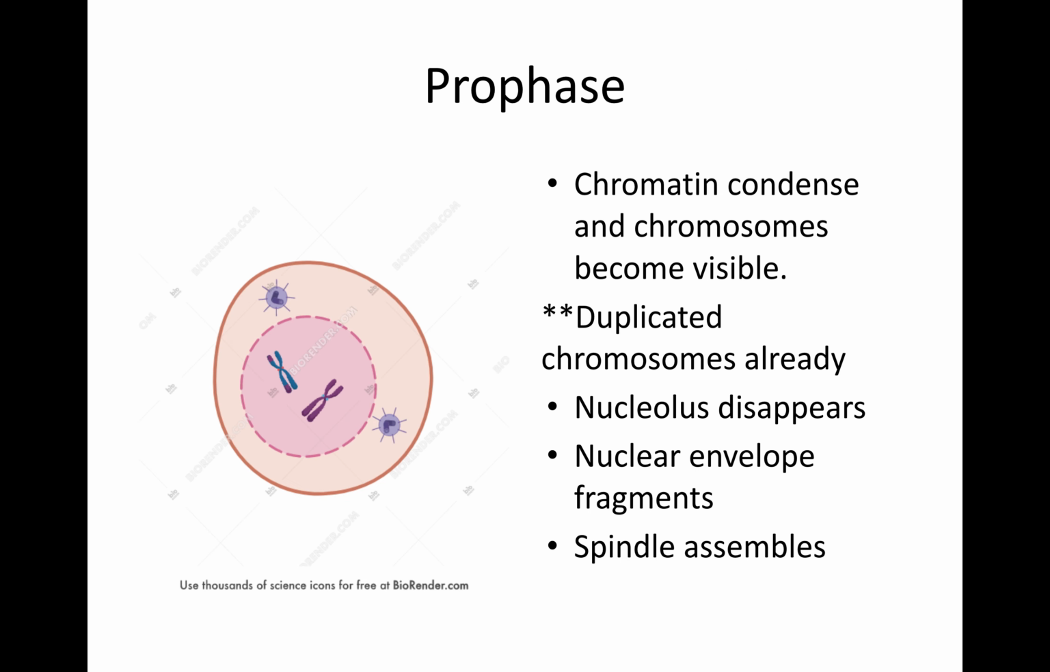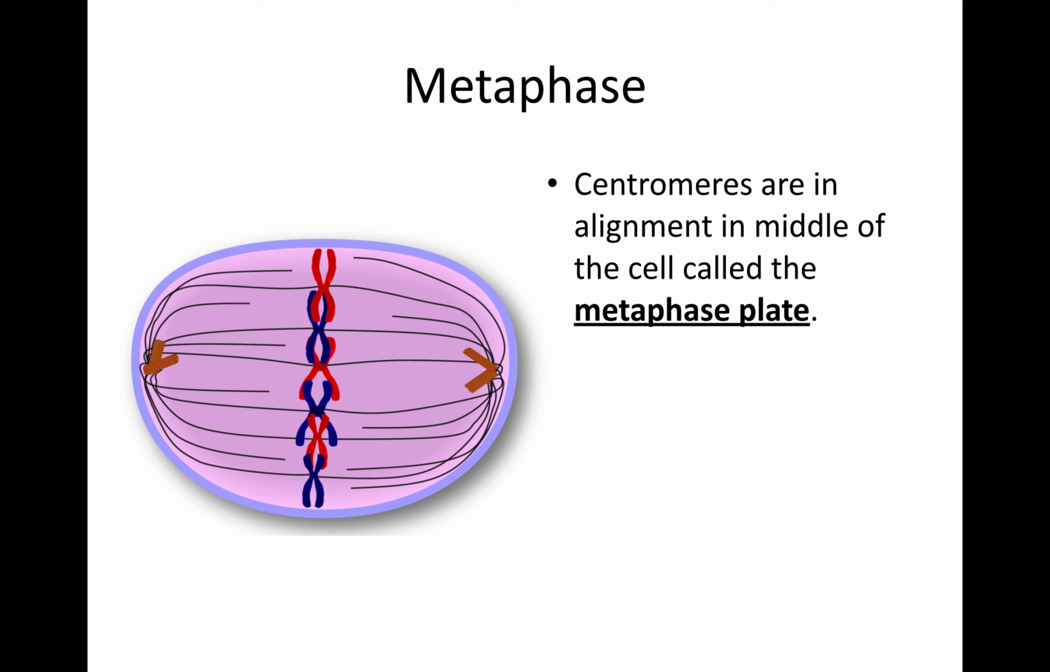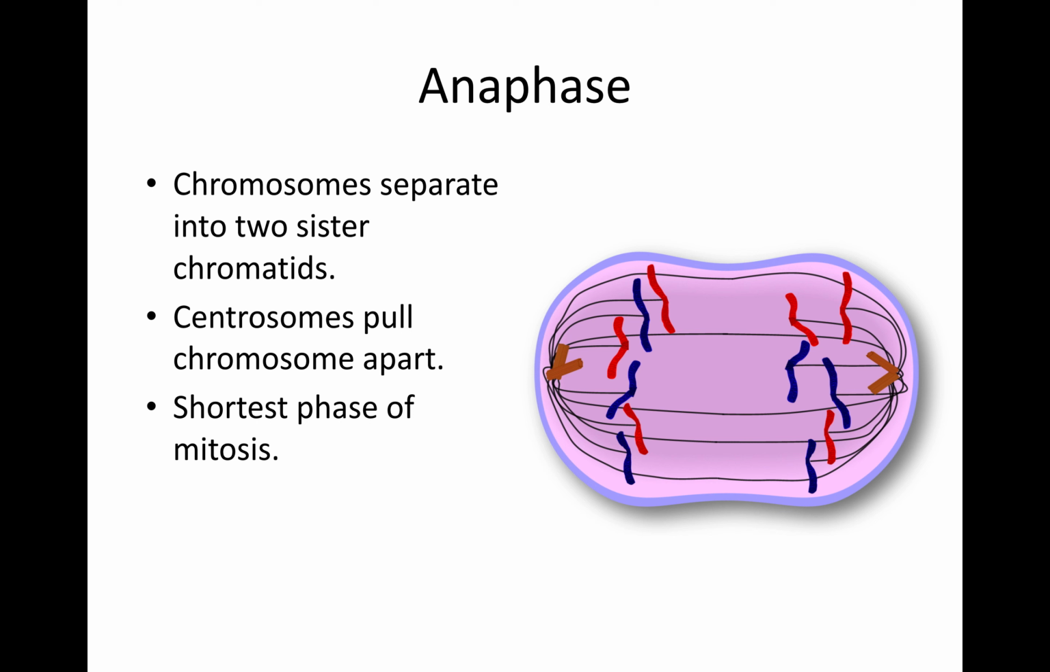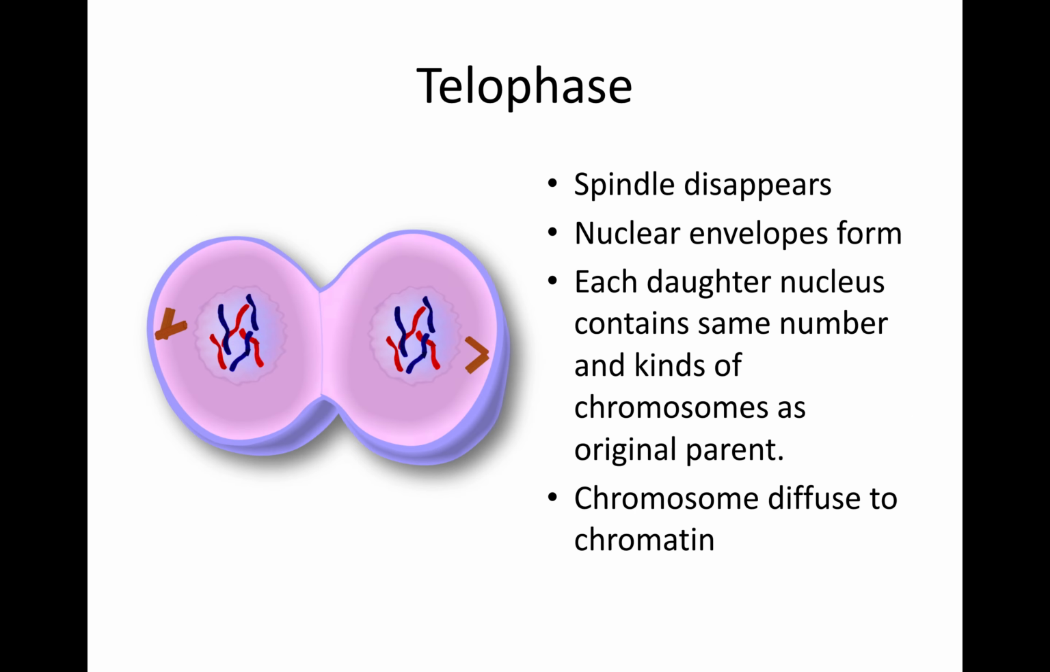So again, I'm trying to make you remember it. Prophase is prepping, getting ready for it to divide. Chromosomes become visible. The nuclear envelope dissolves and the spindle forms. Then in metaphase, the chromosomes line up at the metaphase plate, or the middle. Anaphase is where the chromosomes pull apart into sister chromatids. And the last part of PMAT is T, which stands for telophase.